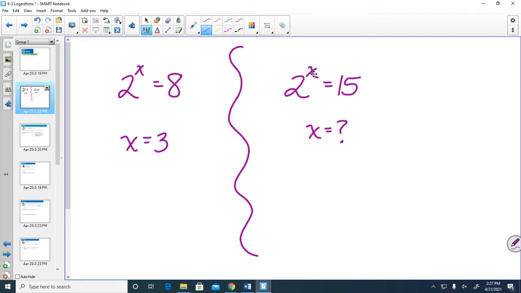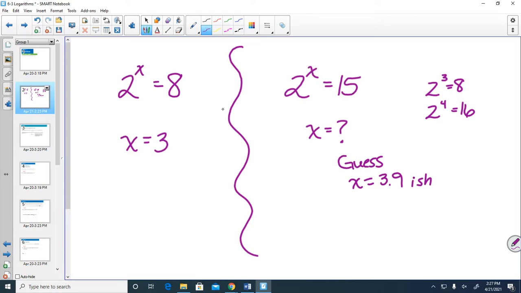I'm kind of stuck. Now, I could reason my way through it. I could say, well, I know that 2 cubed is 8, and I know 2 to the fourth is 16. So since 15 is really close to 16, I can guess that x is probably like 3.9-ish, because it's really close. I'm going to guess that's what x is, but I can't be sure. So I'm going to need a mathematical operation to solve for this x.